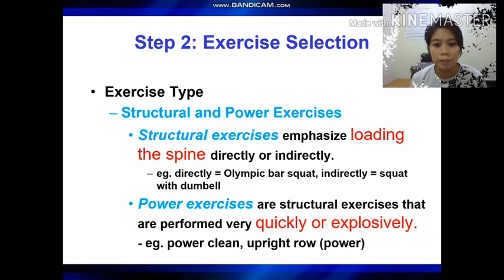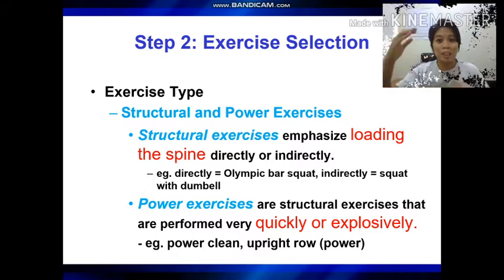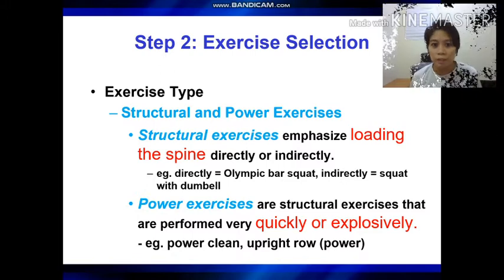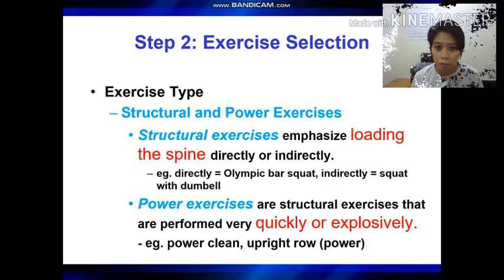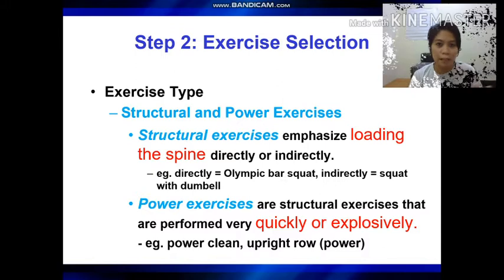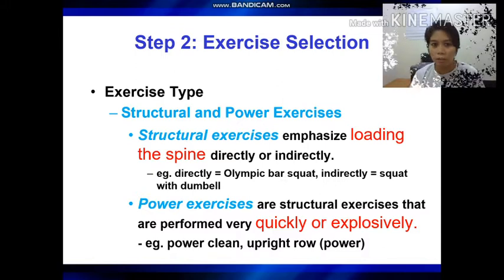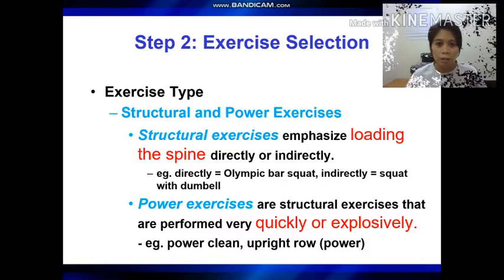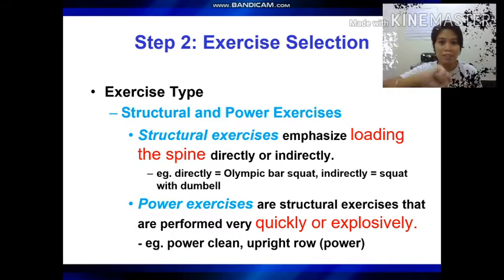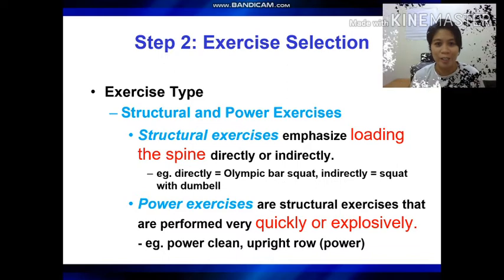Most of the structural exercises involve a standing position. You talk about deadlift, you talk about bent over row, standing. The spine loading happens, so that's very crucial for the performer, the athlete, to do it correctly. Lock the back, have spotters next to you, because the structure involves your spine. If anything bad happens to your spine, you know what happens.